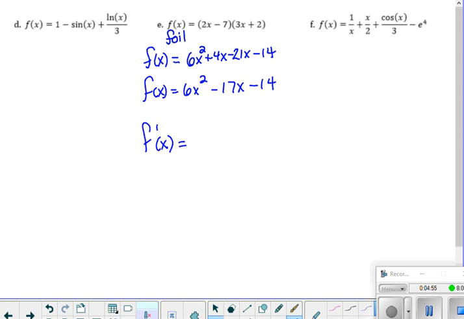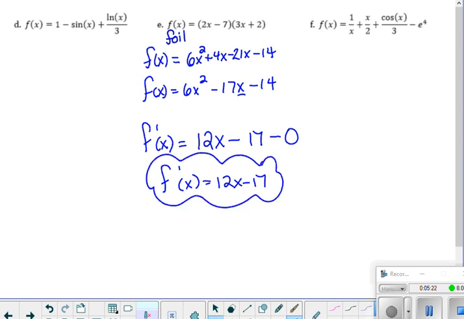Take your derivative, power rule all the way. First term will be 12x, right? 2 times 6, reduce the power by 1. The next one, well, the derivative of x just turns into 1, so this is just going to be 17. And the derivative of 14 would be 0, the derivative of a constant. So my final answer is going to be 12x minus 17.